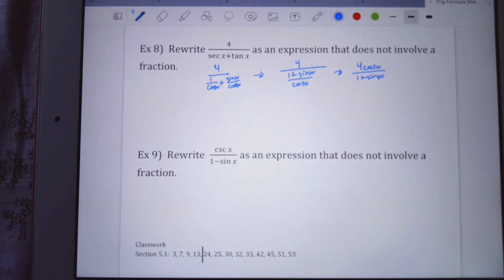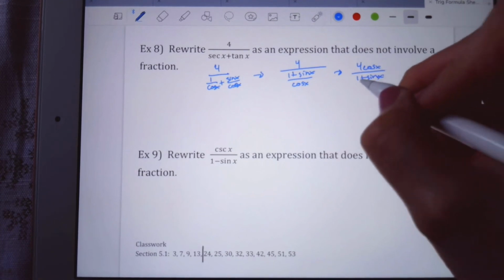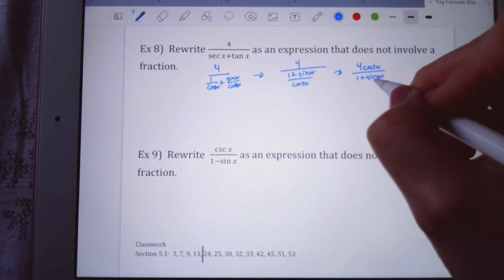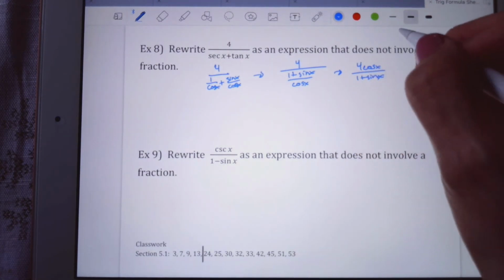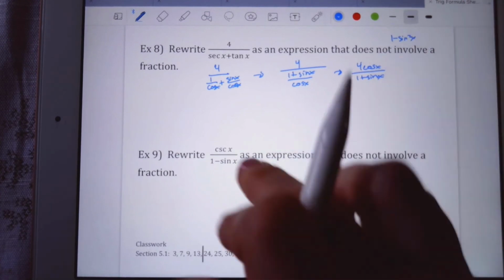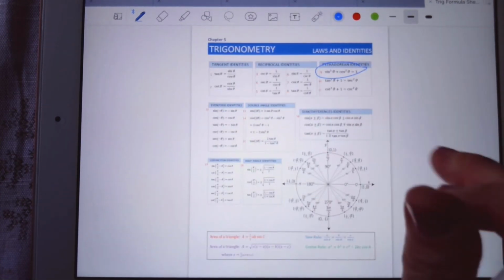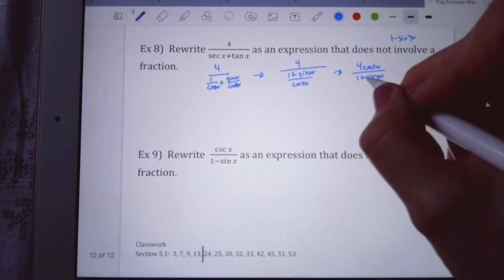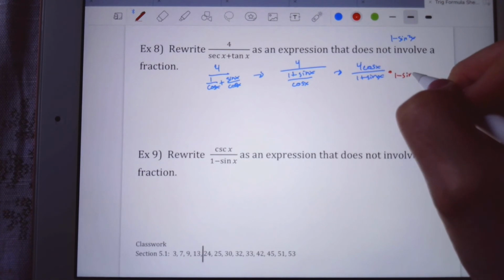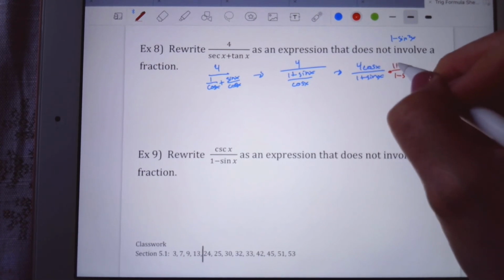All right, well, I am stuck, I guess, doing this. When I see 1 plus sine, we're about to do a similar thing as down here. If I can get this to be 1 minus sine squared, then I can use my Pythagorean identity right here. So to get this to be 1 minus sine squared, I'm going to multiply by 1 minus sine on the bottom, and then I have to do it on the top too.